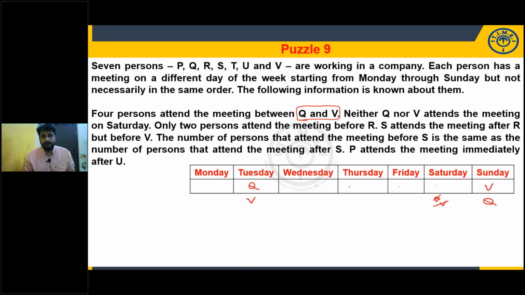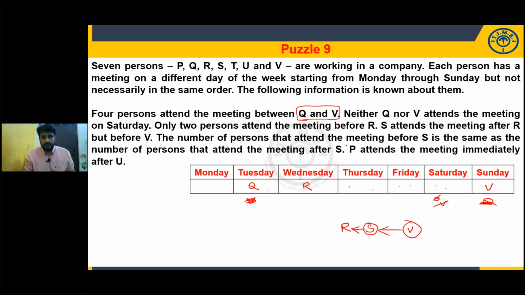Only 2 persons attended the meeting before R. So before R, only 2 people. So it should be Monday, Tuesday, and R should be on Wednesday. S attends the meeting after R, but before V. So S is before V and R is before S. So V cannot be before R. So this case is ruled out. So only this case is possible. But S and V can be in any of these 3 positions.